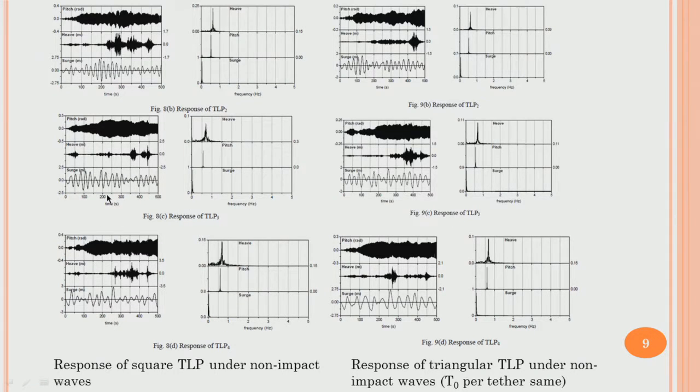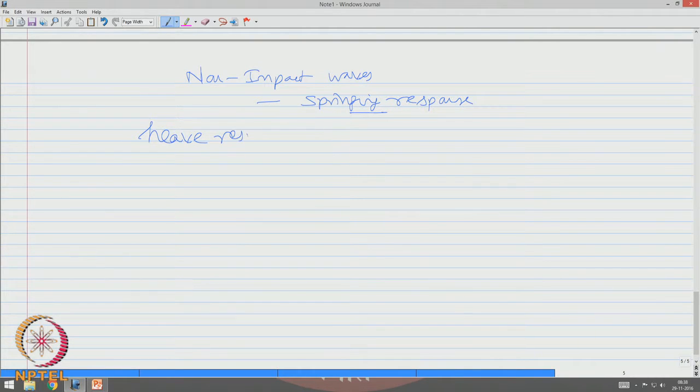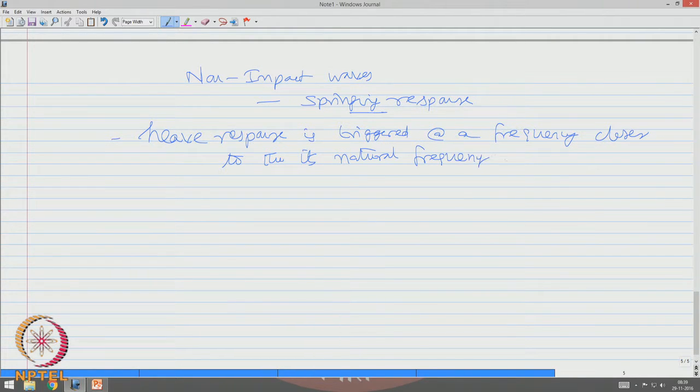It is very interesting that heave response is being triggered in both square as well as triangular TLPs near to the natural frequency of that one causing the springing response. So, one can say that heave response is triggered at a frequency closer to its natural frequency of the system. This is true in both square and equivalent triangular. This causes what we call as springing response.